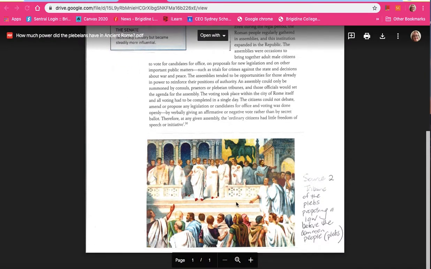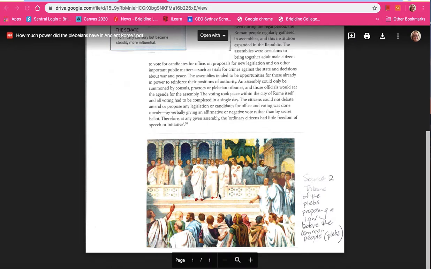Now look at this source, source 2. It's showing the tribune of the plebs proposing a law before the common people. So I want you to look at the way this is set out. We've got the tribune of the plebs up here. Okay, we've got other officials up here as well. And then we've got the ordinary people down here.